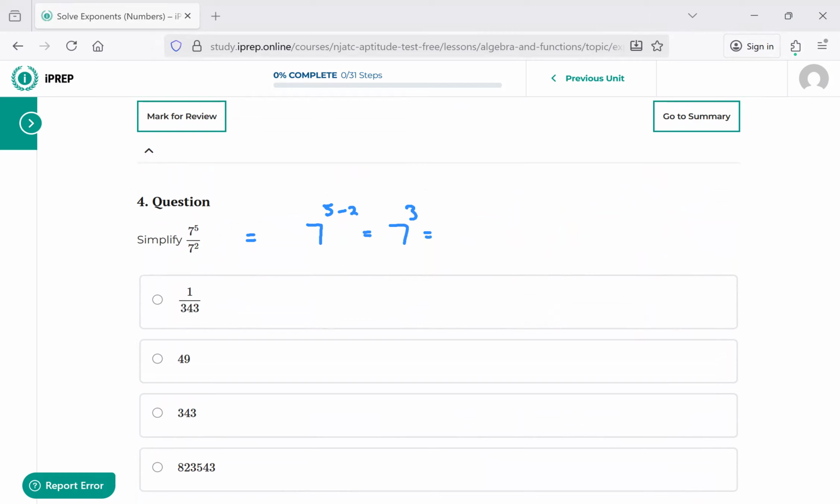And 7 to the third is the same thing as 7 times 7 times 7. Without a calculator, 7 times 7 is 49, and then 49 times 7. 9 times 7 is 63, carry the 6. 7 times 4 is 28, plus 6 is 34. So it's 343. You can do this without a calculator.